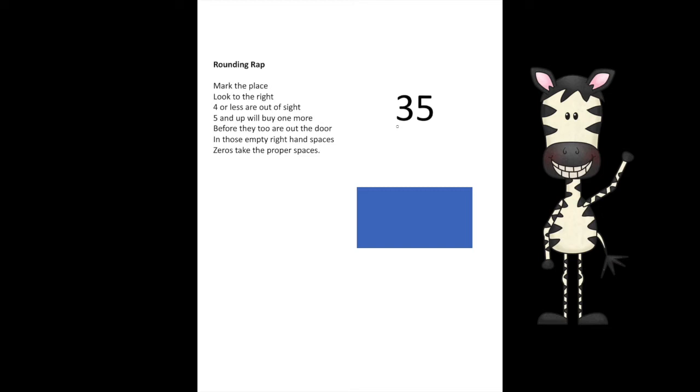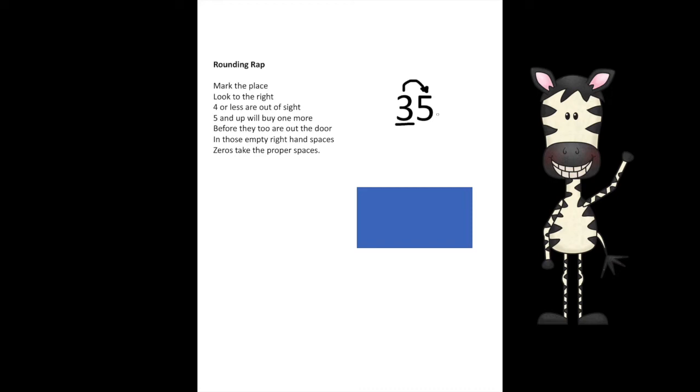So how you would use that when you're actually solving your rounding problems is you would do it like this. Mark the place. So we're marking the digit that's in the tens place because we were asked to round to the nearest tens place. So mark the place, look to the right. And when we're looking to the right, we're always going to draw that arrow. Look to the right. 4 or less are out of sight.